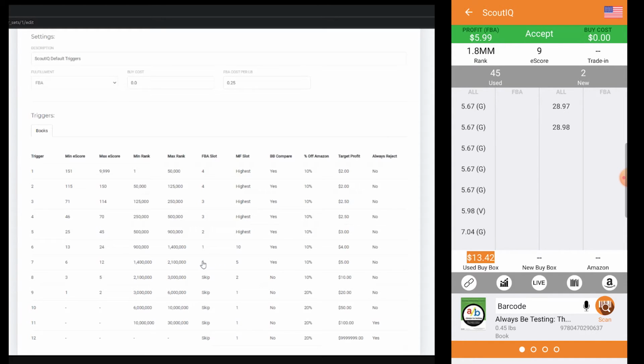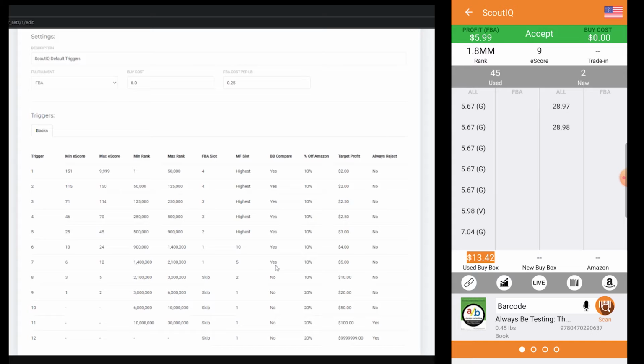FBA slot number 1 doesn't exist. It's not visible right now. It doesn't mean it actually doesn't exist. It means it's not in the lowest 20 offers, which is what the API gives us. So since it's not visible, we look at merchant fulfilled slot number 5, which is 1, 2, 3, 4, 5. Merchant fulfilled slot $5.67. It compares it to the buy box. Is the buy box more? The buy box is more.